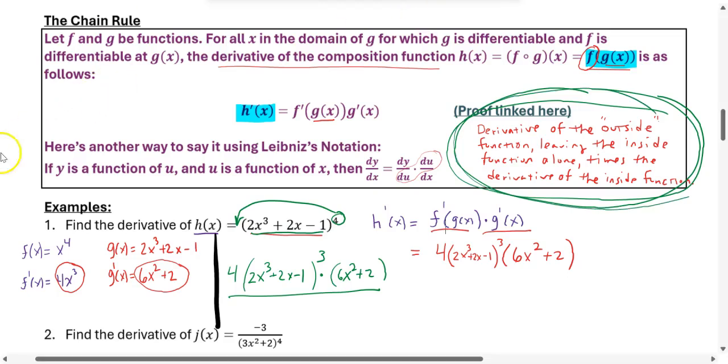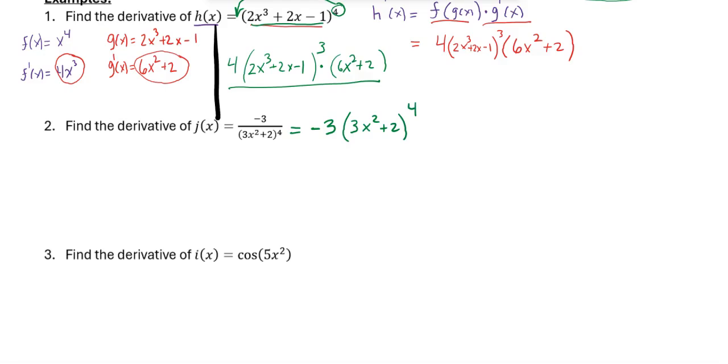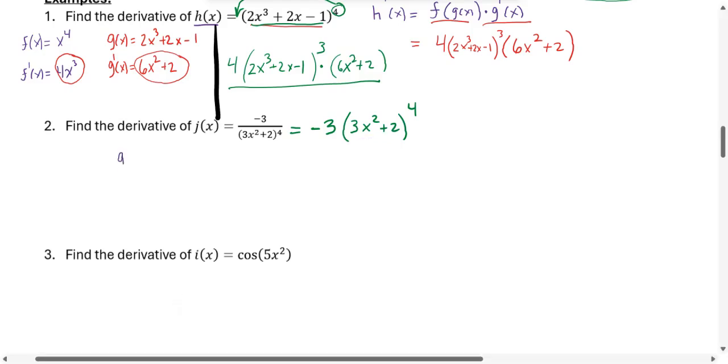All right, let's take a look at number 2. Find the derivative of j of x, which is all of this. There are several ways you can think about it. I noticed that this is the reciprocal. So I would rewrite this, without taking the derivative first, as negative 3 times quantity 3x squared plus 2 all to the 4th power. Now again, if you walk through the inside function, you can see it is going to be that 3x squared plus 2. So that would be my g of x.